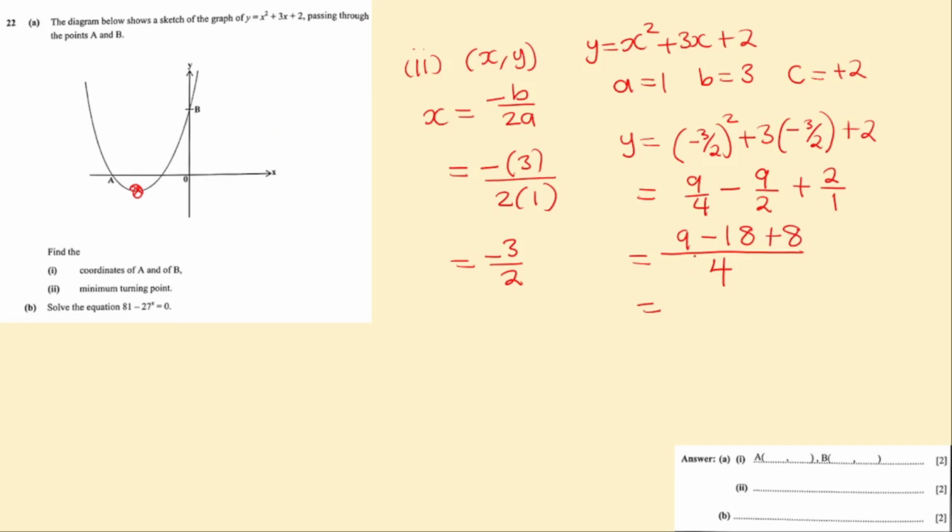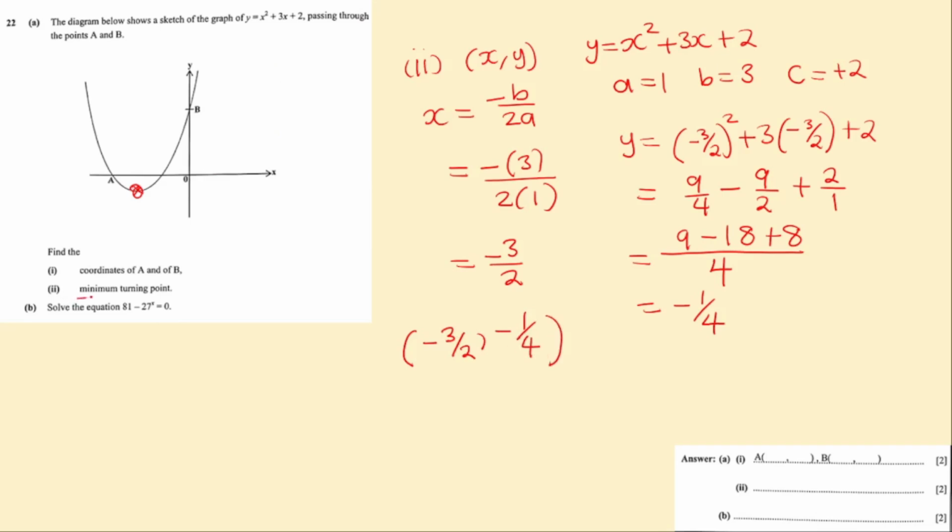So we are going to have a negative 9 there. Negative 9 plus 8 will give us negative 1 over 4 as our y coordinate. So the turning point will be negative 3 over 2, comma, negative 1 over 4.